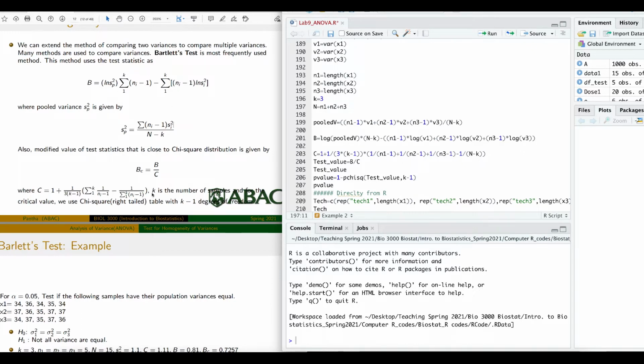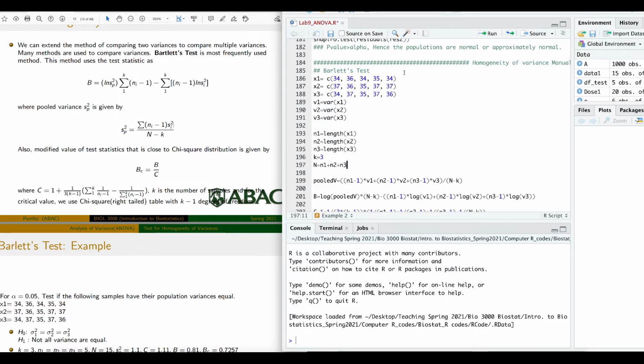Okay, and what is C? C is 1 plus 1 over 3 times K minus 1, times, inside the parenthesis, 1 over N1 minus 1 plus 1 over N2 minus 1 plus 1 over N3 minus 1. That's what this is, right? And minus 1 over this whole summation, which is N minus K, because this is like N1 minus 1 plus N2 minus 1 plus N3 minus 1 and so on. So N1 plus N2 plus N3 is capital N, uppercase N, and then minus 1 minus 1 minus 1 will be 3, that is K. So 1 minus 1 over N minus K.